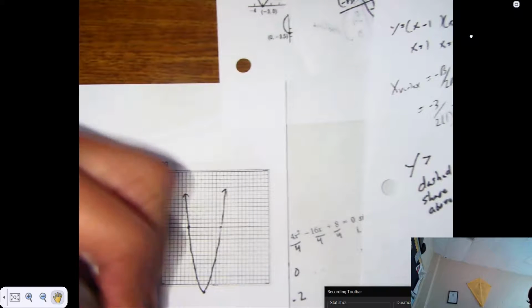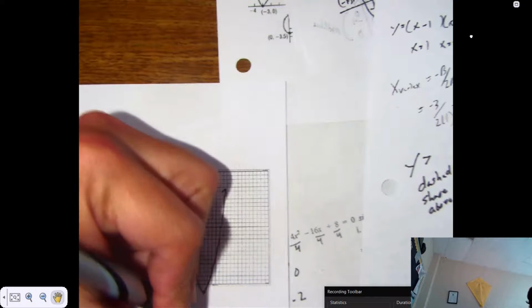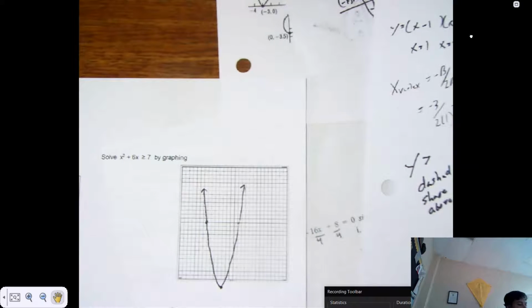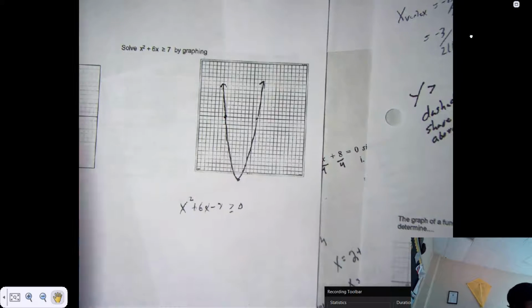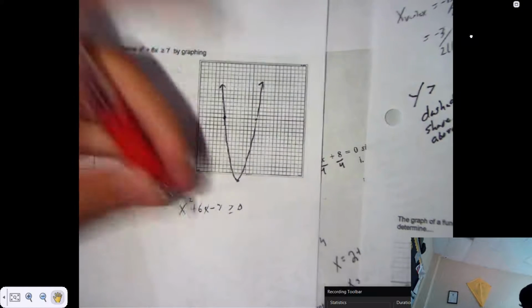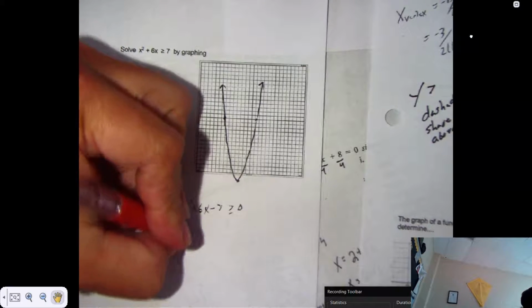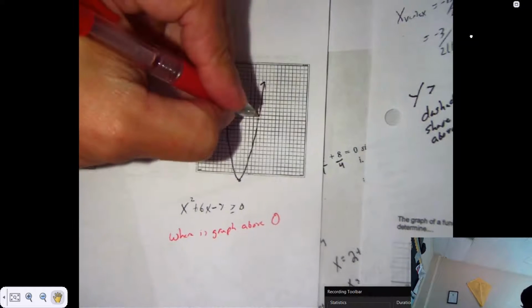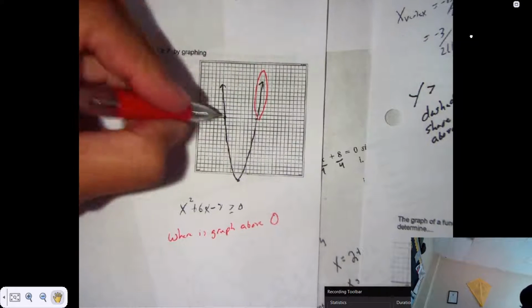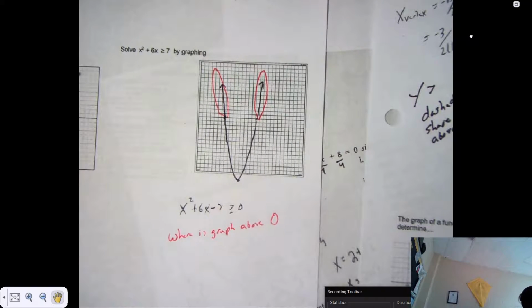The equation you had was x squared plus 6x minus 7 greater than or equal to 0, and that needs to be thought of right there. What this is asking is: where is the graph above 0? Where is the graph above 0? That happens here, and that happens here. That's where the graph is above or equal to what? 0. That's where that's happening.